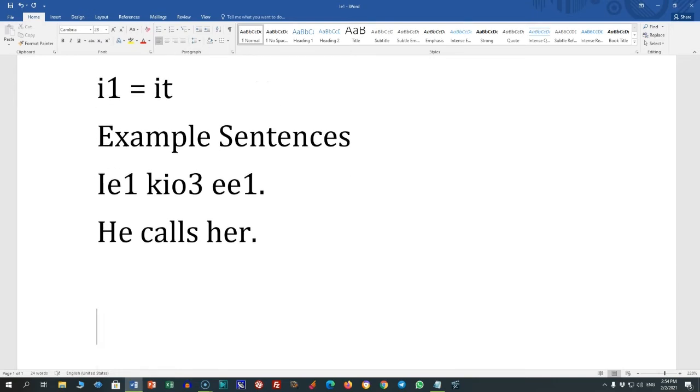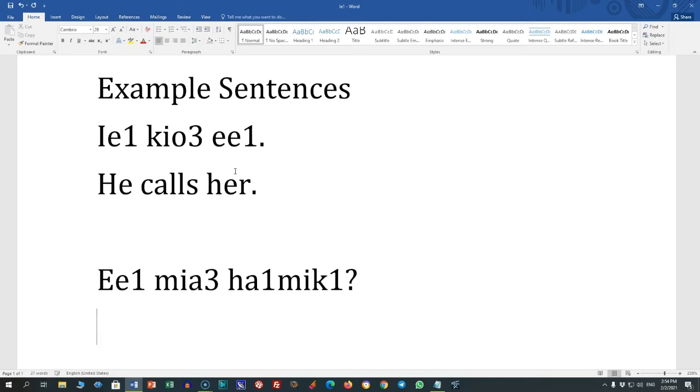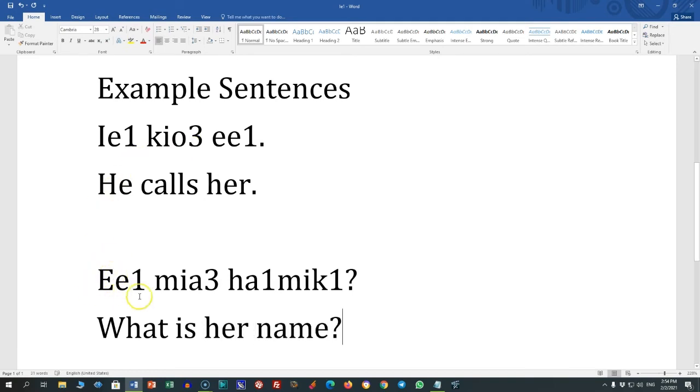Another sentence. In such a sentence, you will know immediately whether the person is male or female. Obviously, in this case, it's a female. And the question is, what is her name? This is now her.